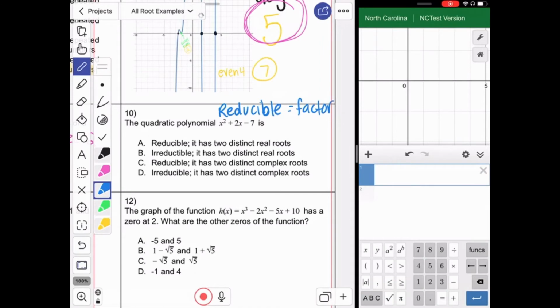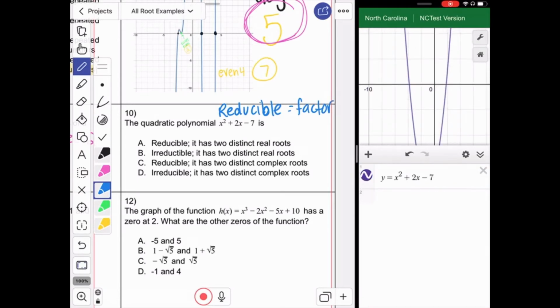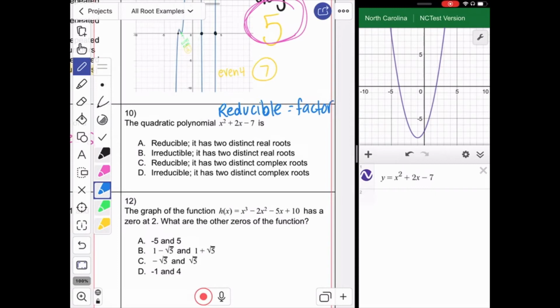So the first thing I'm going to do is look at it graphically. And I see that I have 2 distinct real roots. I have a real root at these 2 values. So I can go ahead and get rid of C and D because those are not complex, those are real. So the question is, is it reducible or not reducible? Is it factorable or not factorable?